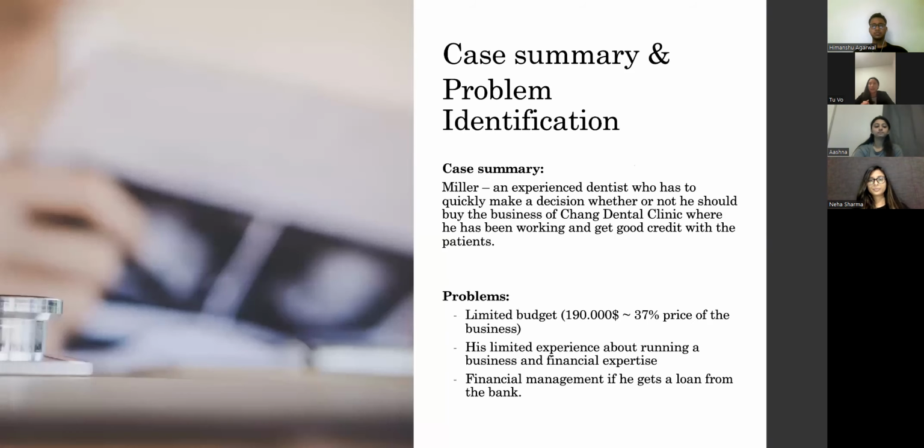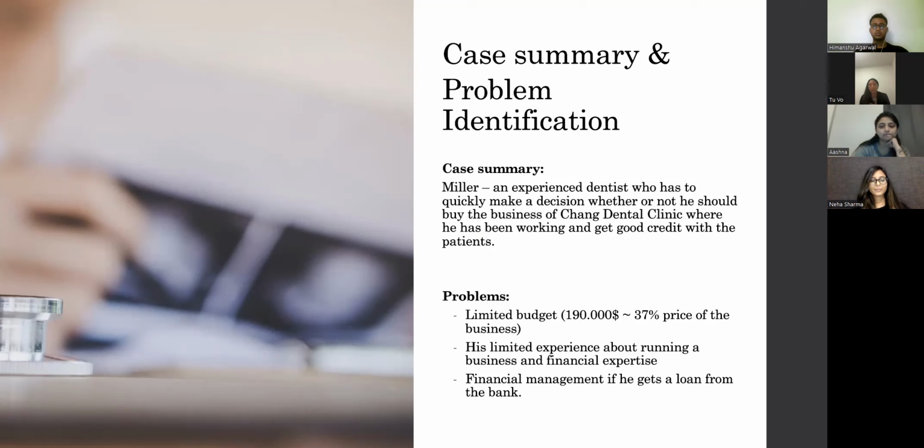So let's start with the case summary and problem identification. The case is about Myler, who is an experienced dentist, and he is in a dilemma to make the decision whether or not he should buy the business of Chang Dental Clinic, where he has been working and has gotten good credit with the patients. So he is a good dentist who has very much credit with the patients, where he served the patients with his heart and takes care of the patients very well.